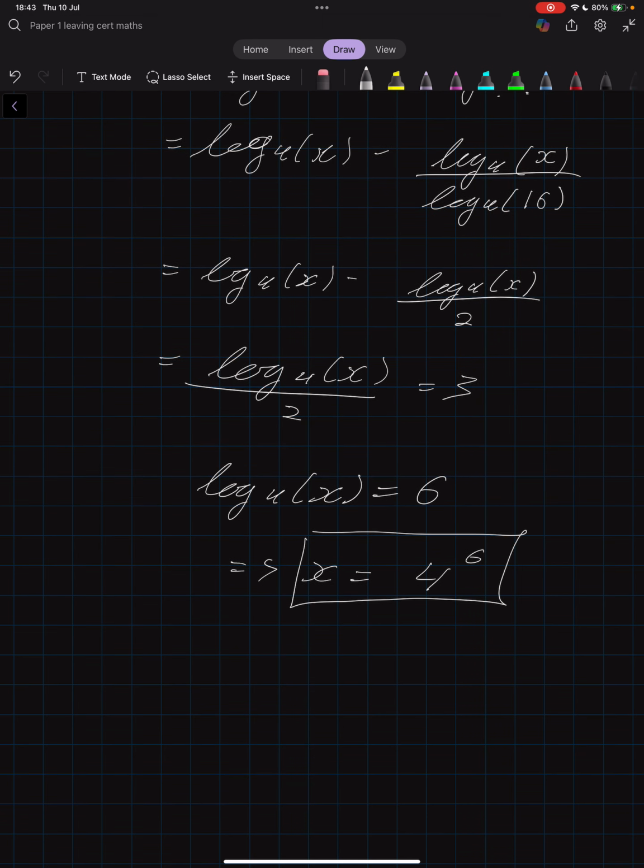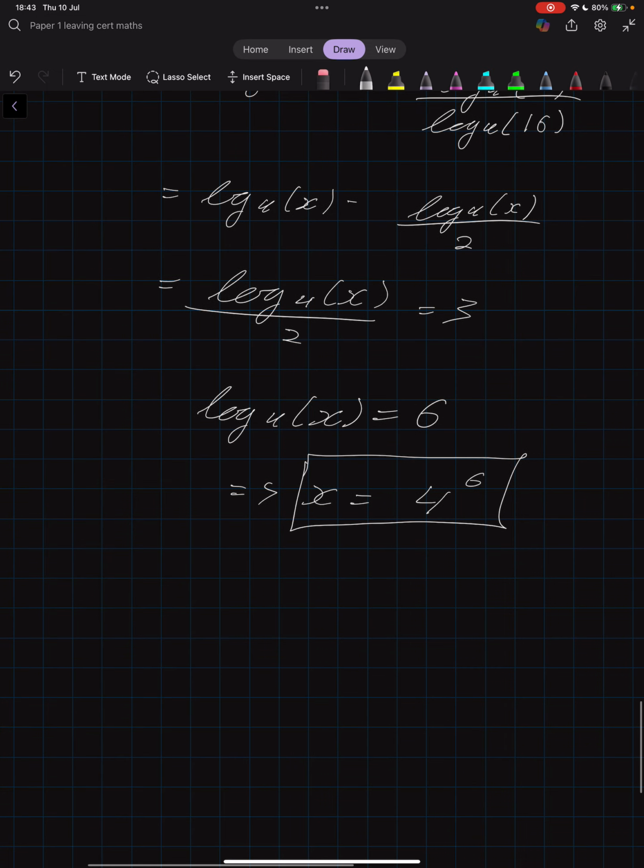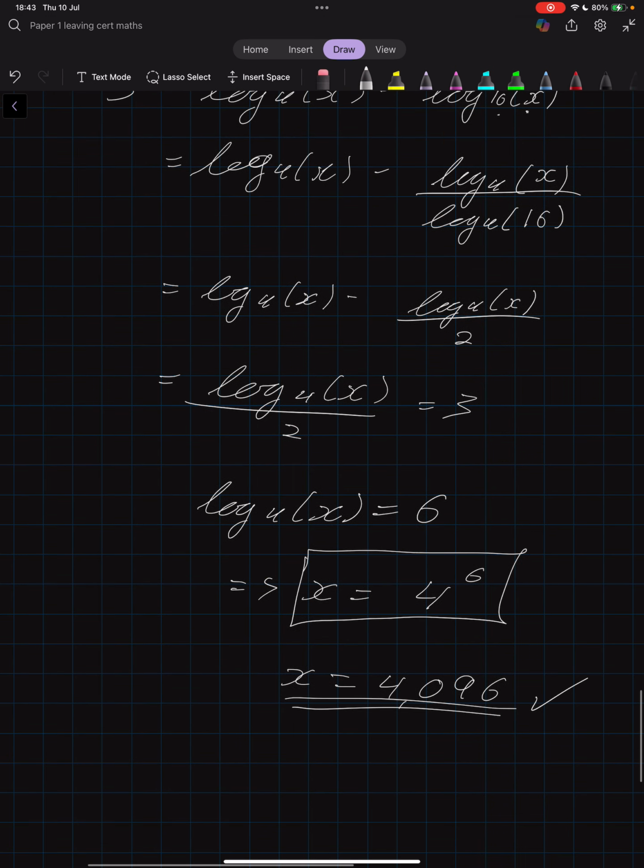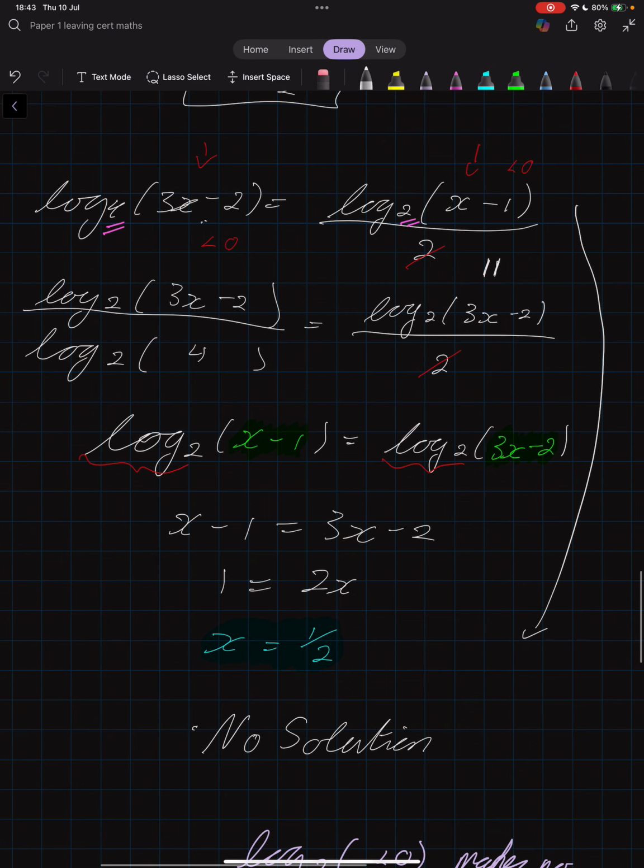Okay? And that is that. So I think that's 4096, but I'm not certain. So yeah, x equals 4 to the power of 6. So here we do get a solution and it's correct. Back up here, we got a solution, but the solution actually doesn't work. If you plug it in, you do get that you're taking the log of negative numbers, which you can't do. Okay?